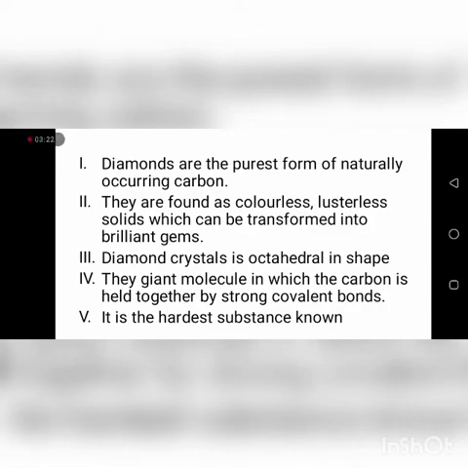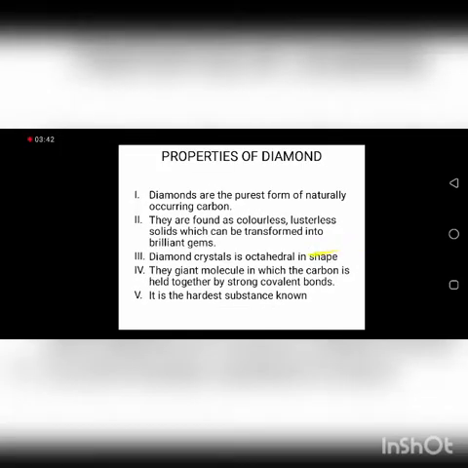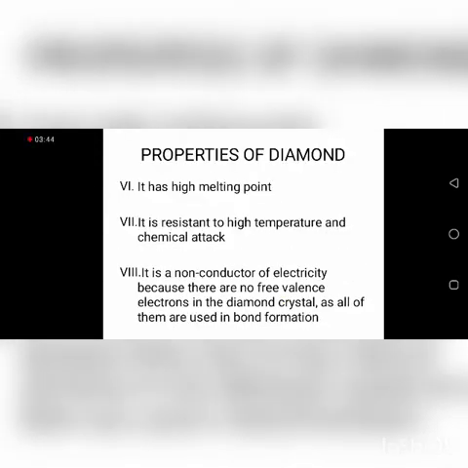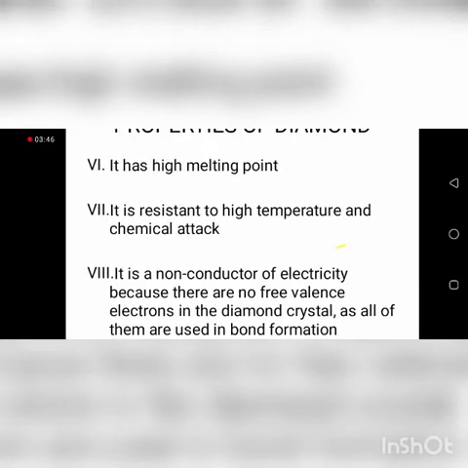Diamonds are giant molecules in which the carbon is held together by strong covalent bonds. So the bonds that hold carbon in diamond are strong covalent bonds. That's why it's very difficult for them to be broken, and that makes diamond the hardest substance known. Diamond is the hardest substance known. Now, continuation with the properties.